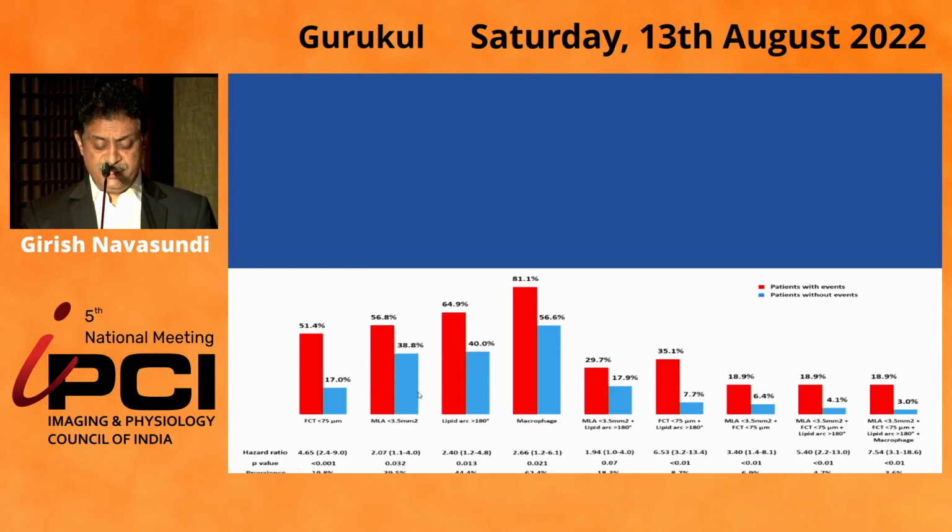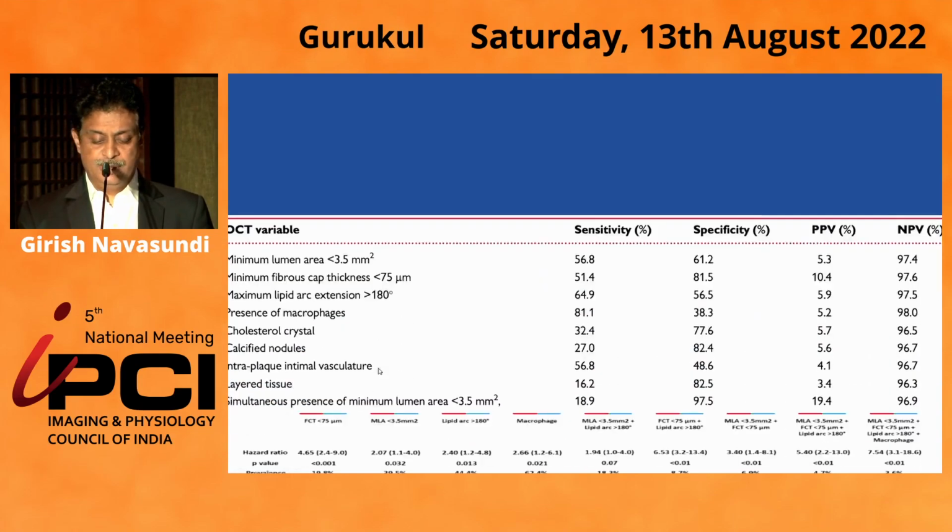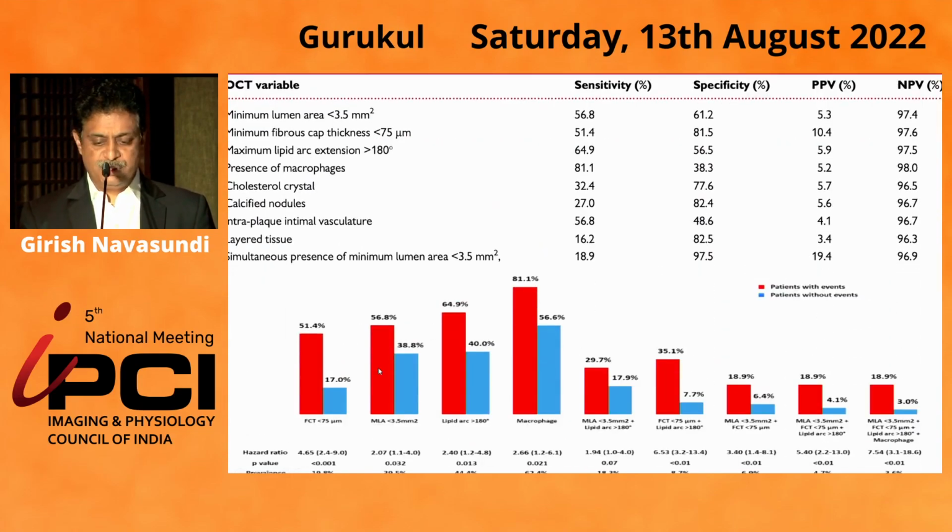But when you combine 2-3 of them, FCT, MLA, lipid arc and macrophages together, look at the last columns. If all 4 are present, the risk of plaque events goes up to 18% compared to just 3%, means 6 times more if all 4 are there. So when you image a plaque, try to look at all of them. Due to paucity of time, I'm just rushing forward.